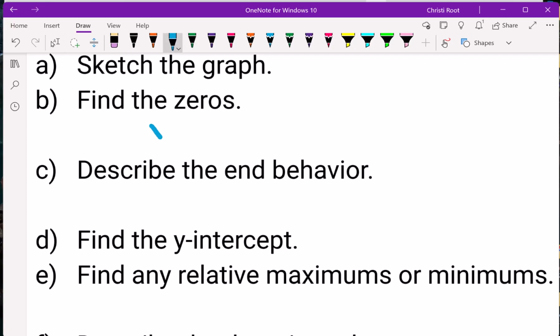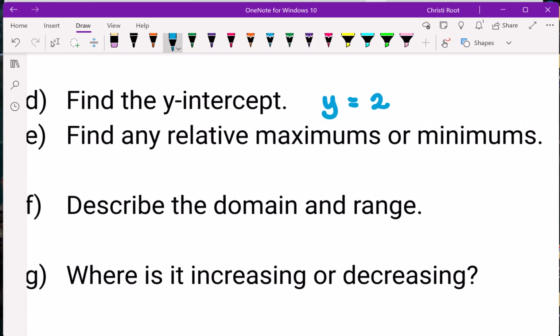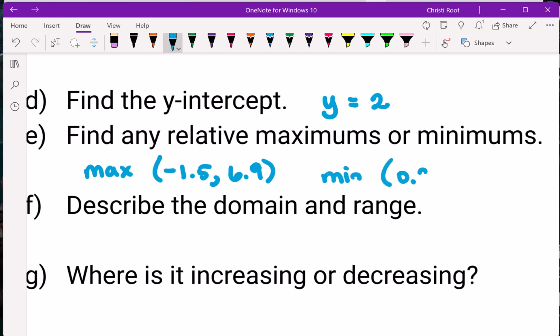So the zeros are at x equals -2.7, 1, and 0.7. Those are all located on the x-axis. I'm going to skip C for a second. We're going to look at the y-intercept. Your y-intercept is on the y-axis, so y is equal to 2. Your relative maximum was approximately at -1.5, almost a 7. And I should probably put max. And then your relative min was at 0.9 and -0.1.